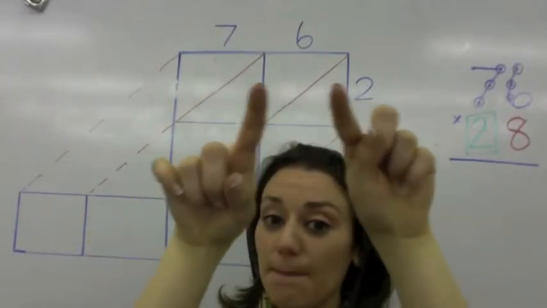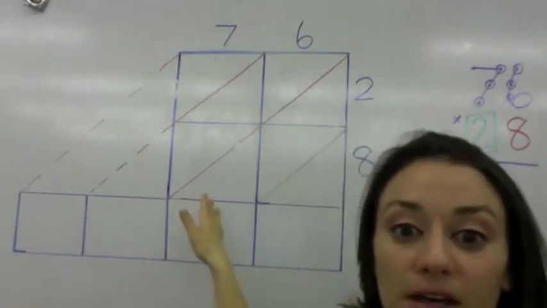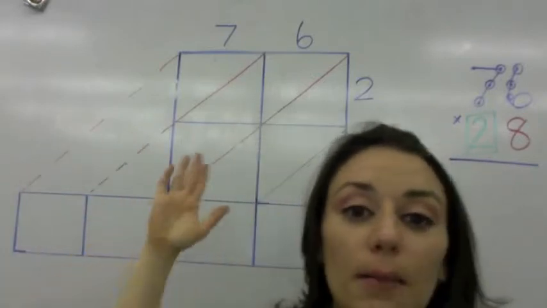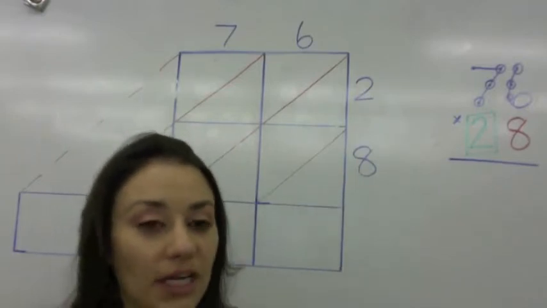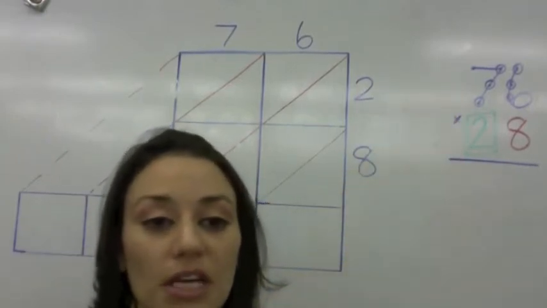Why am I making a box with my fingers? Why do you think? Because the lattice method uses boxes. It uses what? Boxes. That's right. Now we're going to take a look at this two-digit multiplication problem, which is 76 times 28.